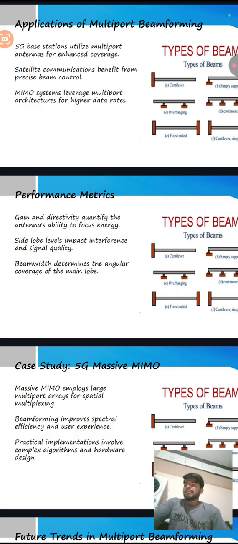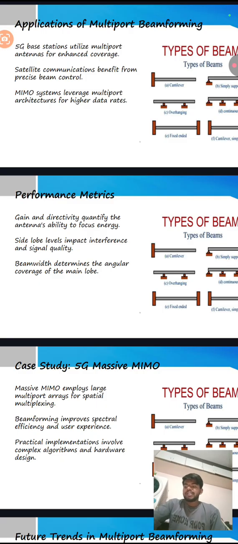What is beamforming? Beamforming is the process of adjusting the phase and the amplitude of the signals at each antenna, so the beam is focused in the desired direction, focusing energy toward or away from specific regions. In multiport antennas, this is done within the structure rather than across an array of physical antennas.